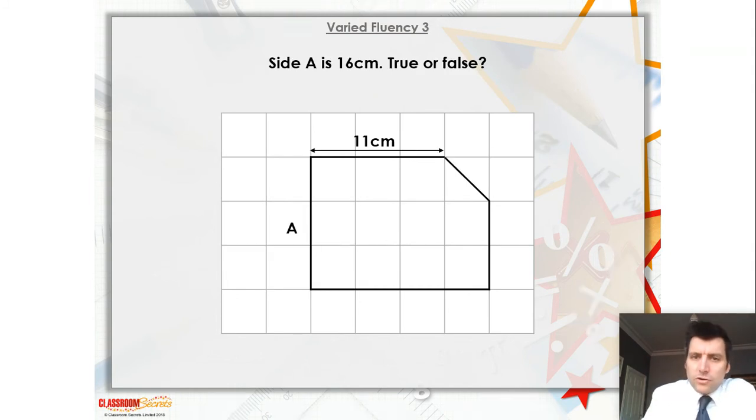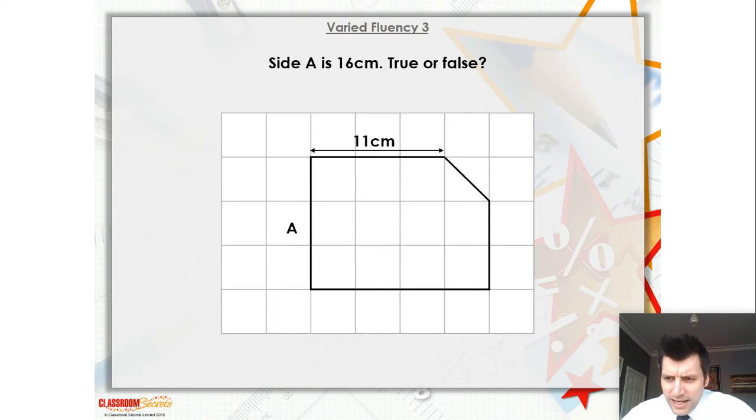Right, guys, got a bit of a true or a false here. What do you think? Is A 16 centimeters? Are you going to get your ruler out, or are you going to look at the scale? I'm sure all of you are going to look at the scale and figure it out from there. Okay, let's see what you've spotted.